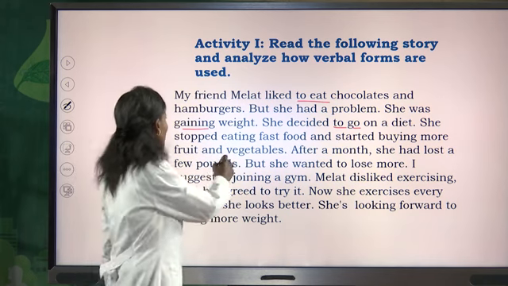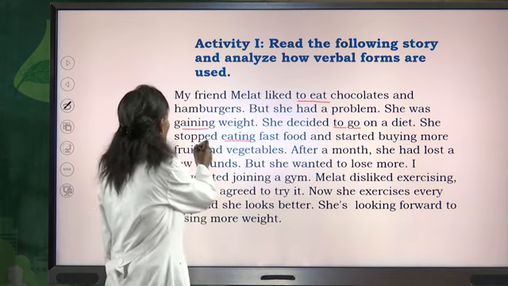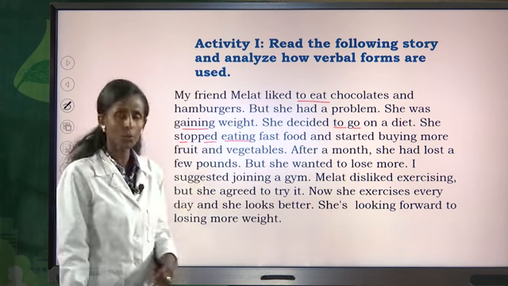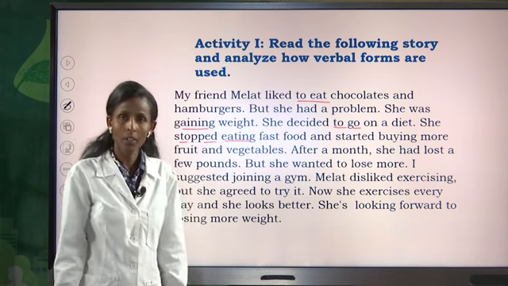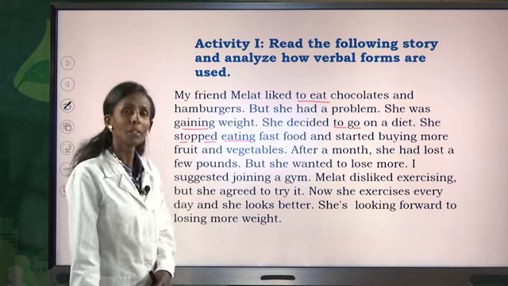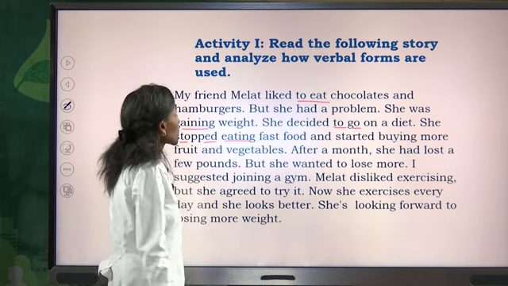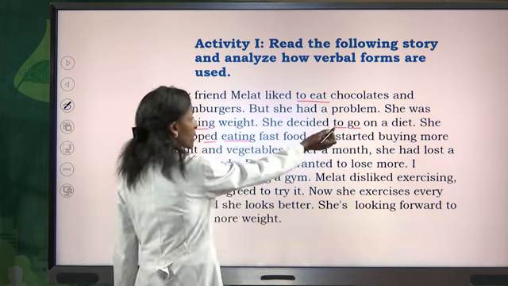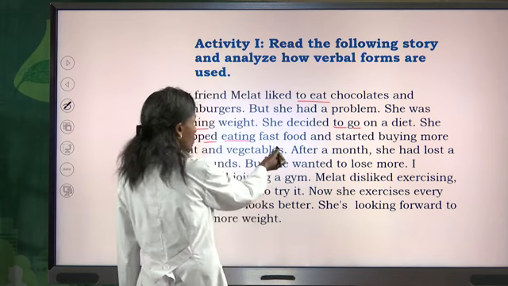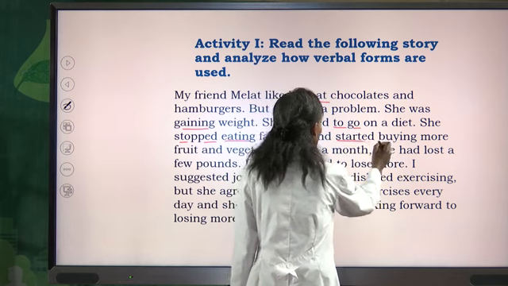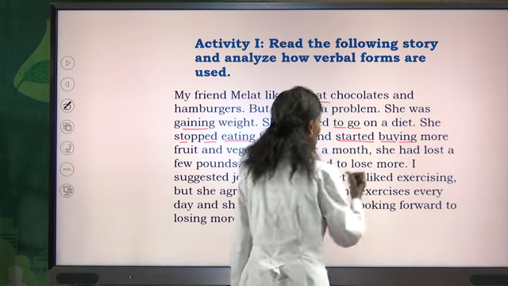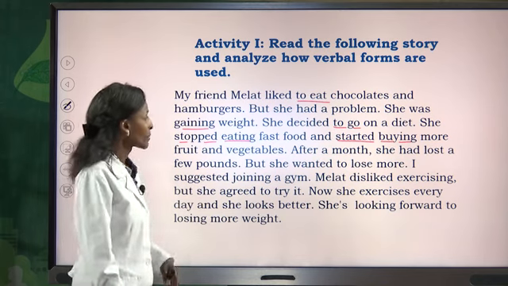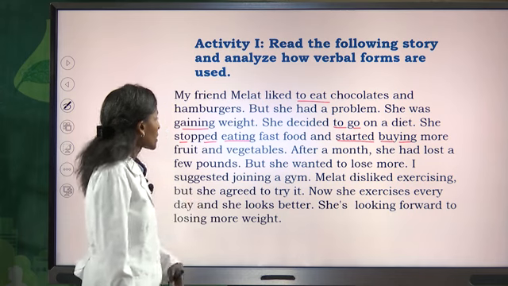She stopped eating. We have eating, and stopped is followed by V plus ing. Here, when you compare eating with gaining, can I call eating a gerund? Of course, because it's used as a noun to indicate the action which is stopped by the person there as a subject, she, okay? Eating fast food and started buying. Again, we have other verbs like started and buying. Buying here is a gerund, you see, which is preceded by the verb started. She started buying more fruits and vegetables.